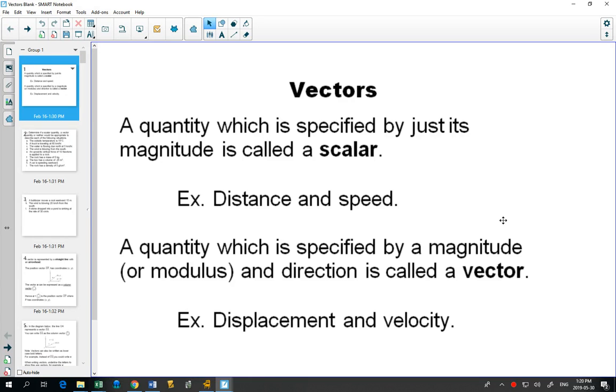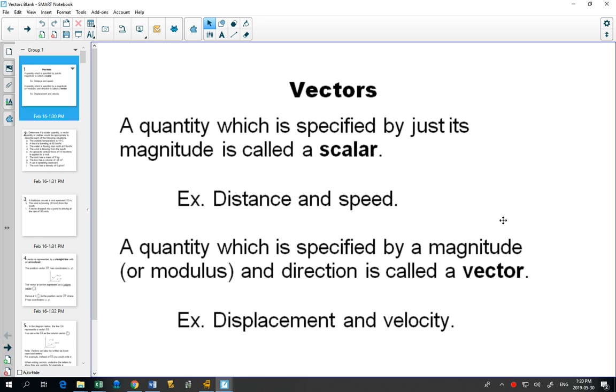We'll start off with some definitions as we get into our new unit on vectors. A quantity which is just specified by its magnitude, that means its length or its size, that's called a scalar.